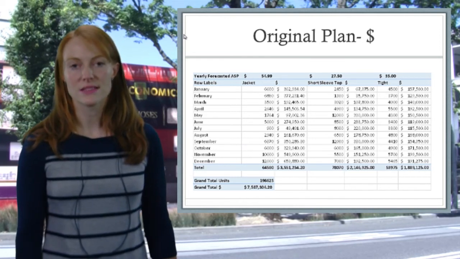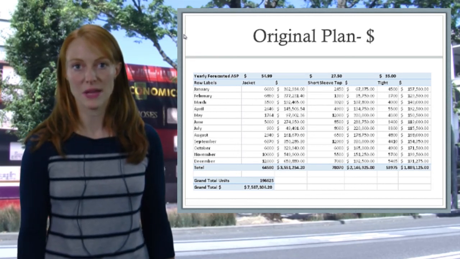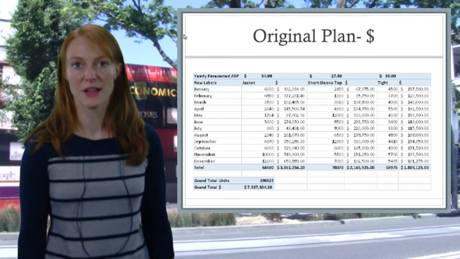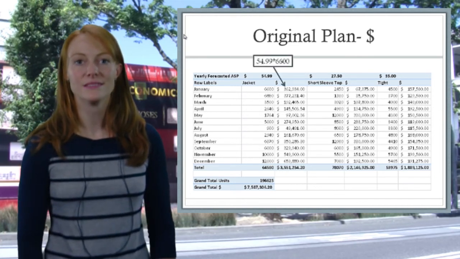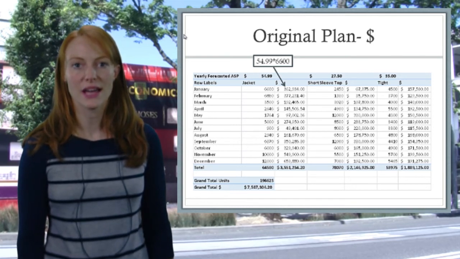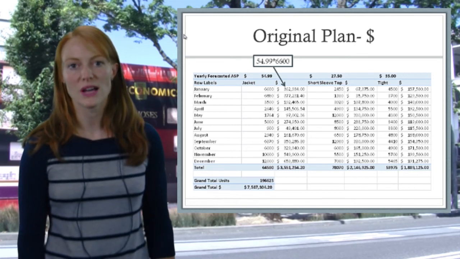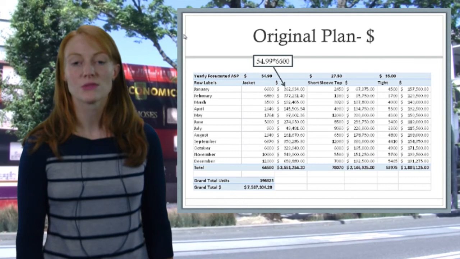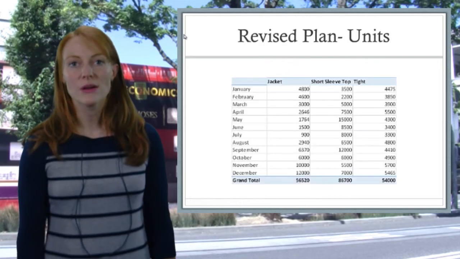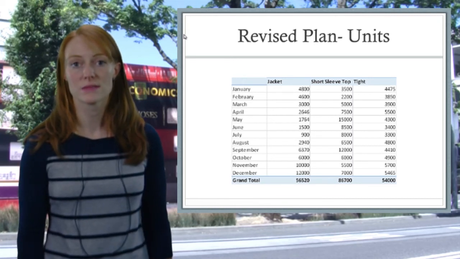So net sales is always going to be ASP times anticipated demand. I'm going to multiply my number of units times my ASP to get my anticipated net sales. So here we've done this out, and I see that my grand total in this case is about $7,587,000 from our original plan. So now I want to look back at my revised plan in units because we have made some changes.